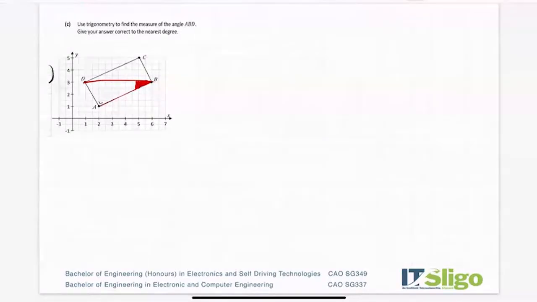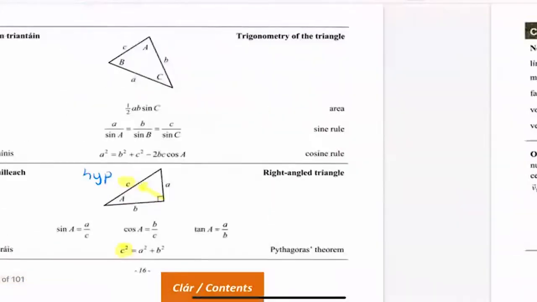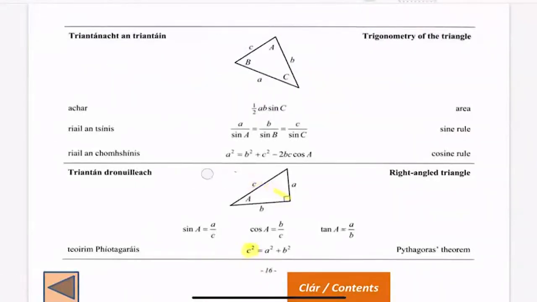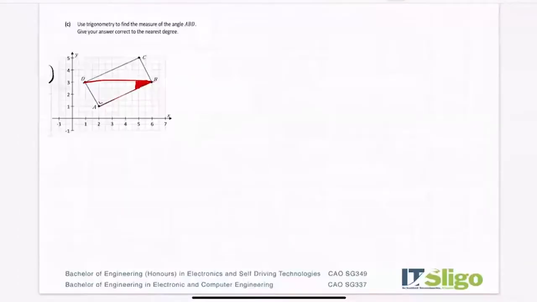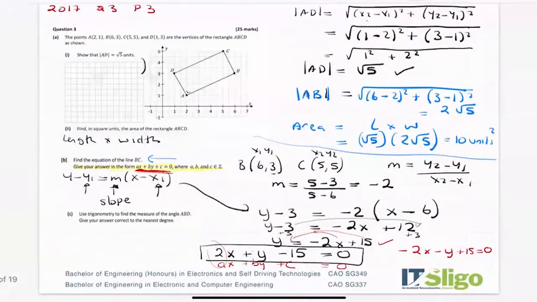Use trig. If I go to the log tables and I go to trig, on your course it is right angled trig. So this is all I have to answer any right angled trig question. I can use sine, I can use cosine or cos, and I can use tan, or I can use Pythagoras' theorem. Do I know any information about this triangle? Well, yes, I do. I have the length of AD here.